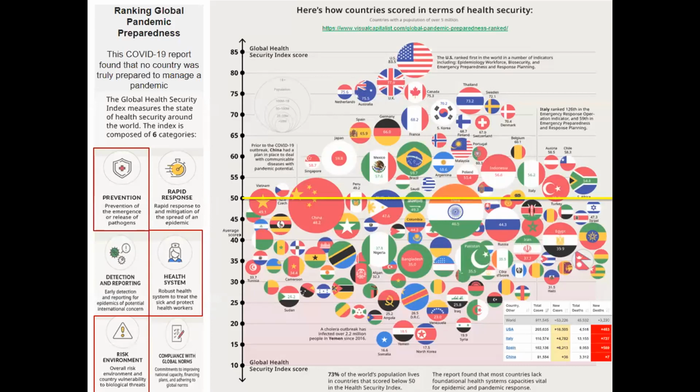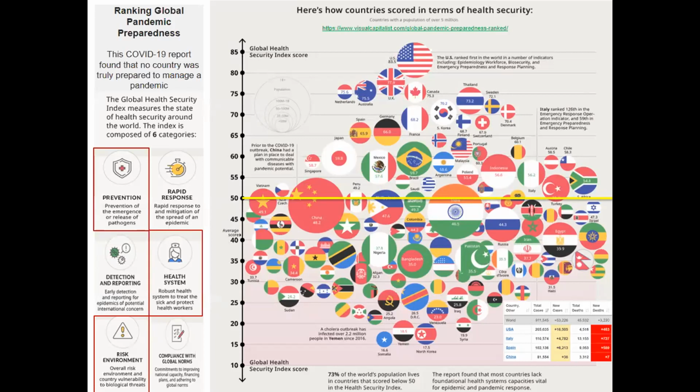The first is the prevention of the emergence or release of pathogens; then the rapid response and mitigation of the spread of an epidemic; the early detection and reporting for epidemics of potential international concern; a robust health system to treat the sick and protect health workers; an overall risk environment and the country's vulnerability to biological threats like COVID-19; and the commitment to improving national capacity, financing plans, and adhering to global norms.